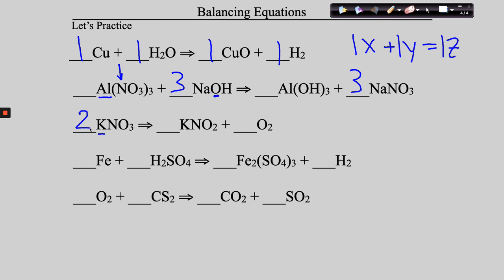We need to go back and balance the potassiums. So how many potassiums do we now have? 2. So we come over here and we go 2. How many nitrogens do we now have? Well, 2. And here we have 2.